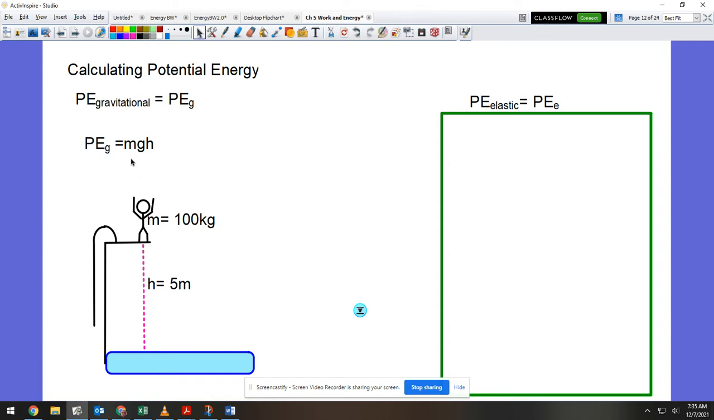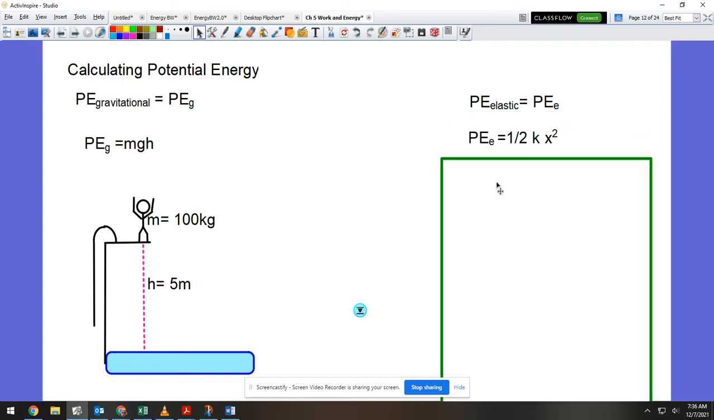Okay? So mgh is a very simple calculation. If we use my little example of 100 kilograms times 5 meters times g, 100 times g would be 981, times 5, that would give us 4,950. I think I did that in my head. But that's all you do: m times g times h. Very simple.